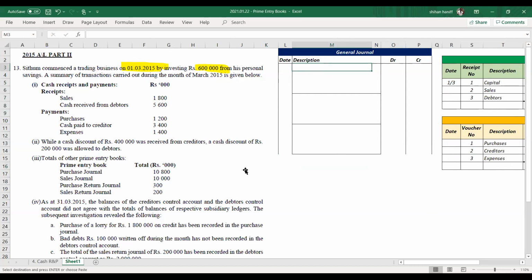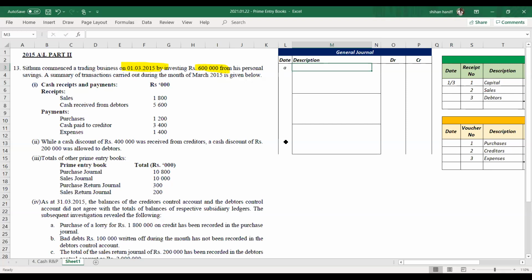General journal for the rectification of errors. A. Purchase of a lorry, 1.8 million on credit, has been recorded in the purchases journal.